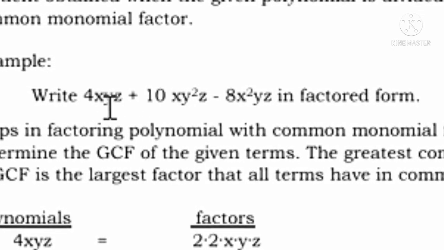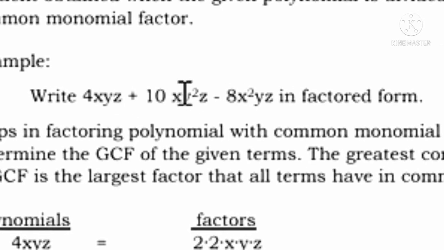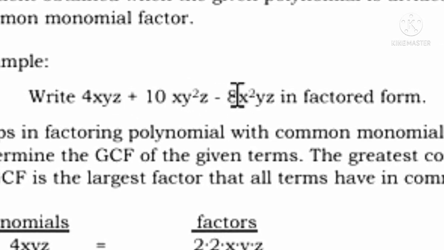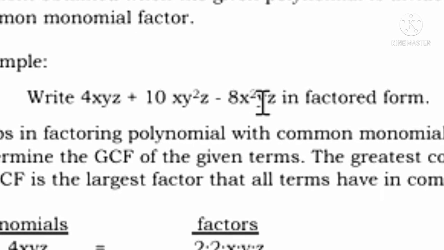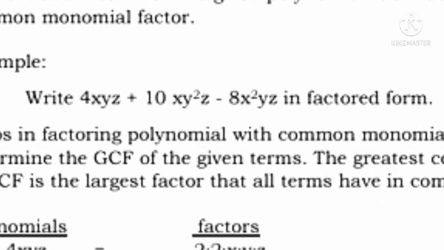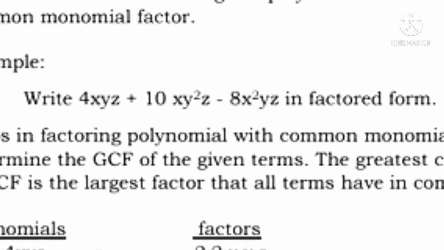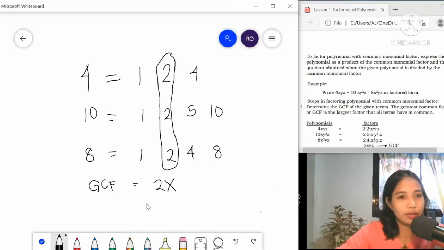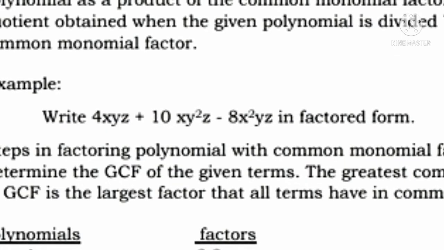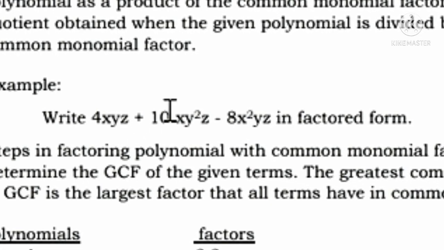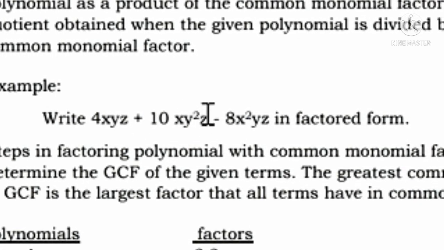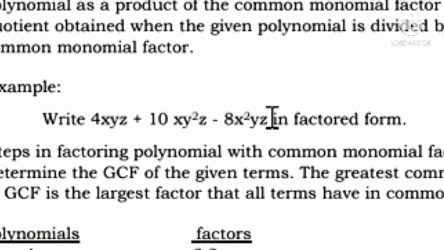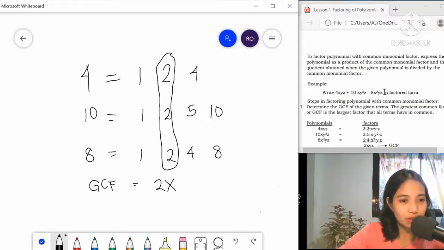In terms of x, meron din ditong x, 10x, and then yung kasama ng 8 is x raised to 2 or x squared. So, therefore, in terms of x, the GCF is x. In terms of y naman, yung 4, ang kasama niya ay y in the first degree. Ang kasama ng 10 ay y in the second degree. Ang kasama naman ng 8 ay y in the first degree. So therefore, the GCF is y in the first degree.